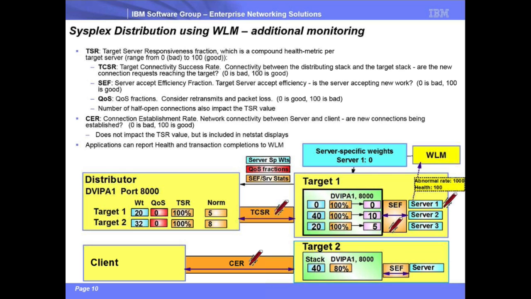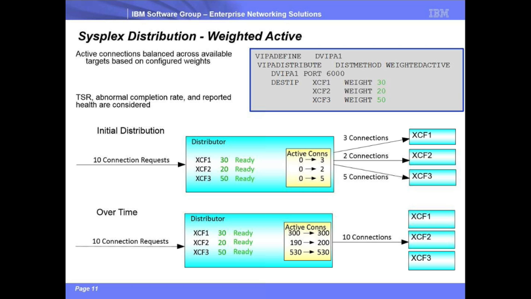Okay, now I'm going to talk a little bit more about weighted active, which I mentioned earlier. With weighted active, connections are balanced across available targets based on configured weights. Although WLM weights are not used to determine the target, the success rate, the WLM reported abnormal completion rate, and health are considered, and so they would be used to actually adjust the weight, or reduce the weight, if there was an issue with any one of those 3 items.